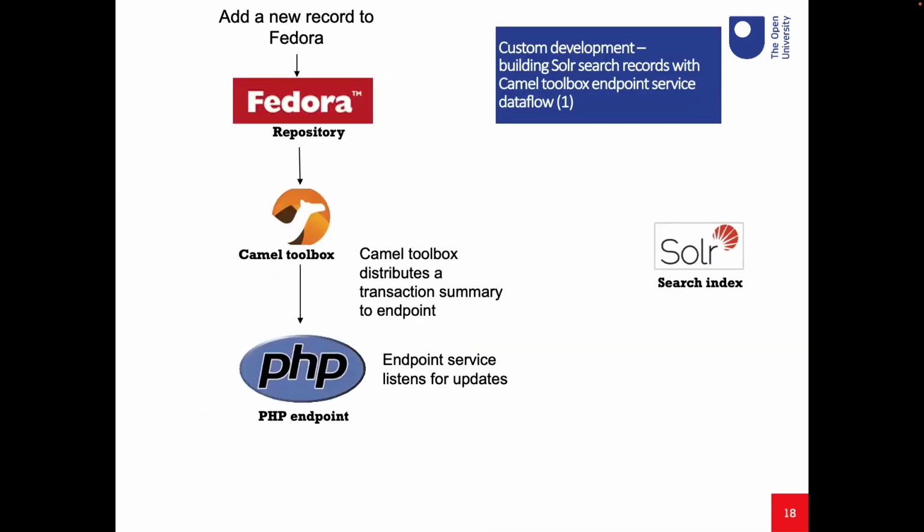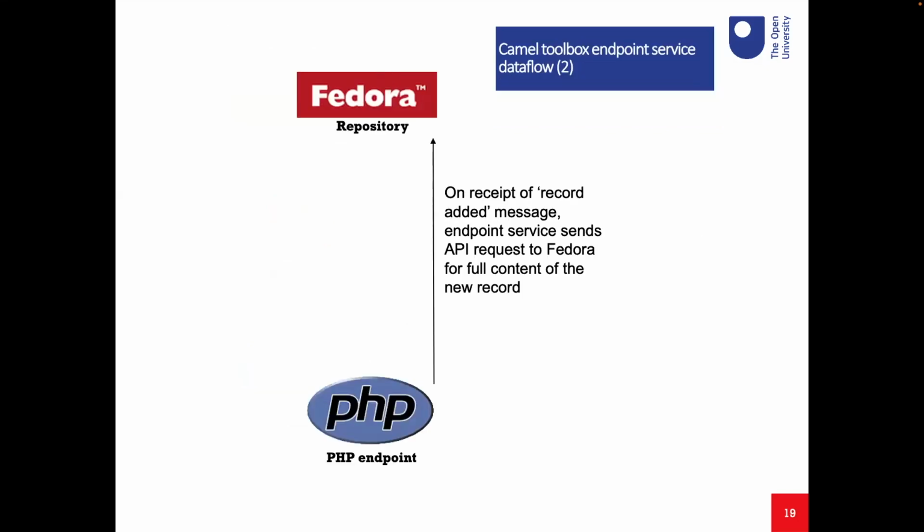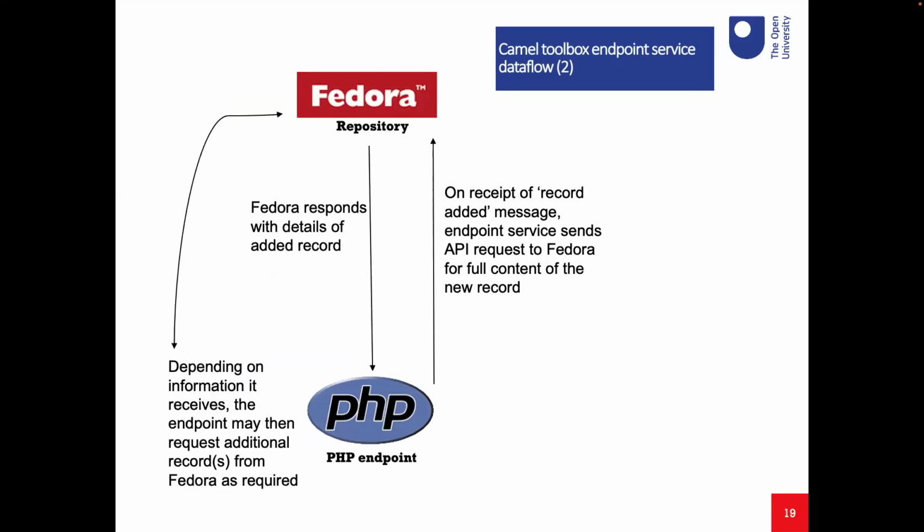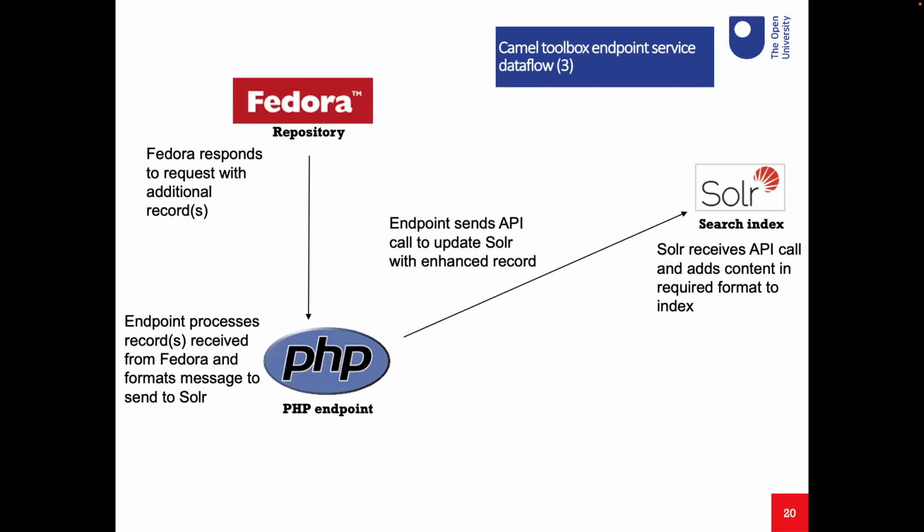I don't really have time to go through this custom development stuff, but it's like the other custom development things you've heard about, where people are developing Solr records. So this is really about enhancing our Solr search records. I could probably skip through the stages of this, but what it amounts to is that we get information from Fedora into the endpoint service, and then the endpoint service makes up a more complicated record to send to Solr.